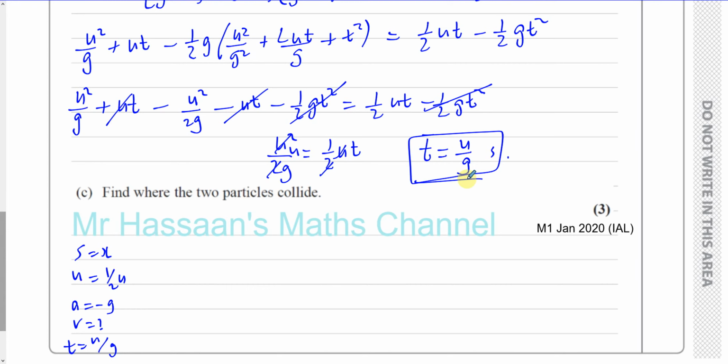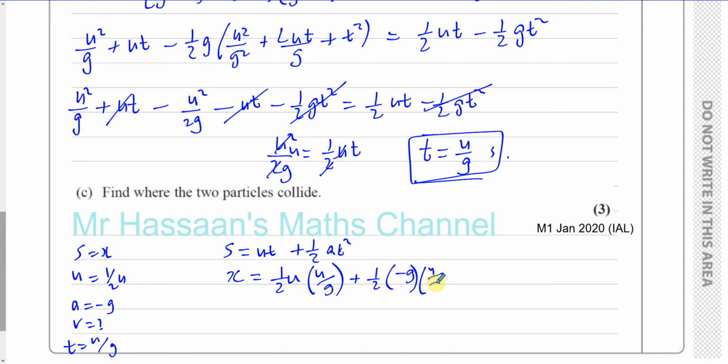We're going to have s equals ut plus a half at squared. So s is x, which we have to find. U is a half u. T is u over g, plus a half times minus g times u over g squared. Okay, so let's see what that gives us.